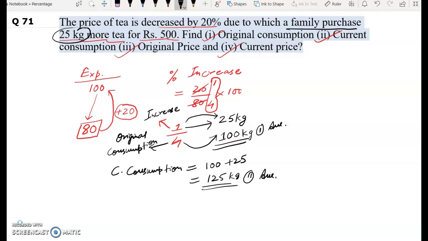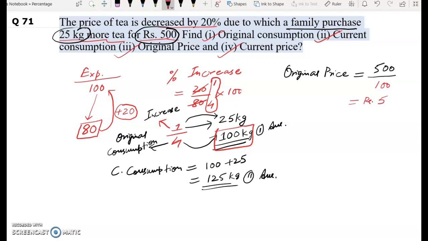Now we need to find the original price. Original price is equal to, now this is original price per kg. Now the family is spending how much? Rupees 500. 500 and the original consumption is how much? Original consumption is 100 kg. So 500 divided by 100 kg will give us rupees 5 per kg.